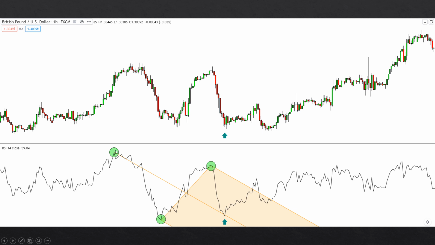The green circles represent the highs and lows in the RSI line that were used to ground the pitchfork. The green arrow represents the moment where the RSI line meets the center line of the pitchfork for the first time.